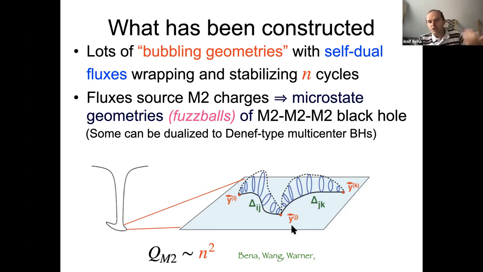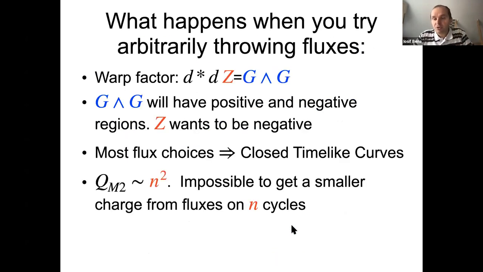Now, you can ask, why can't you get a bubbling geometry with a charge of order n or with a charge of order 1? The reason is that there's a warp factor satisfying some equation like this. This is the same equation as in flux compactifications. And if you have a charge of order 1, G ∧ H, which gives you the charge in the fluxes, must be both positive and negative. When G ∧ H is negative, the warp factor becomes very unhappy and wants to be negative. And this is going to give you closed timelike curves.